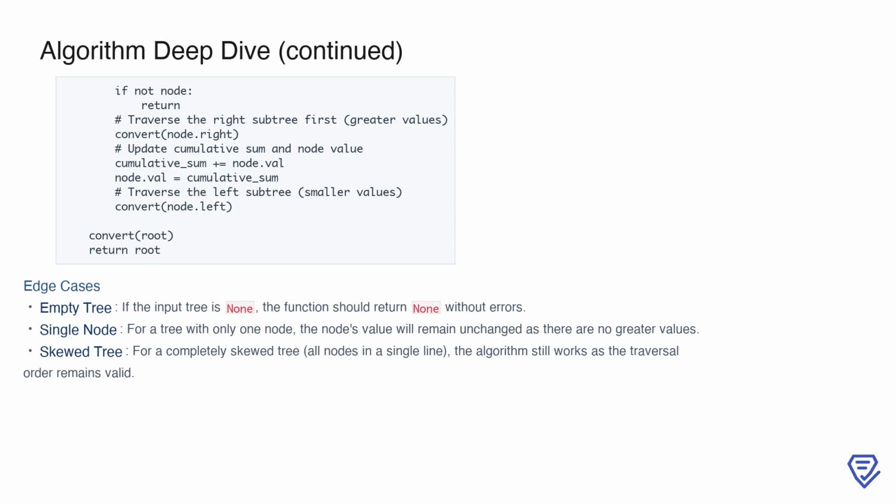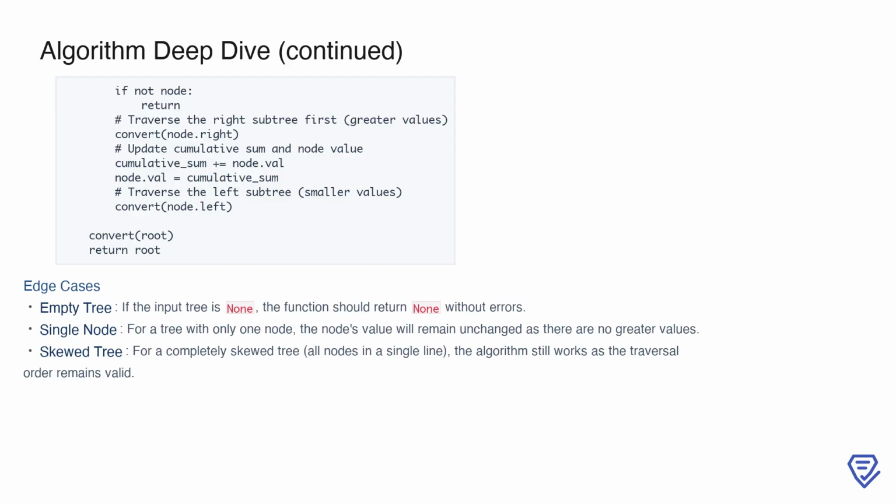Otherwise, we begin by traversing the right subtree, which contains the greater values. After completing the traversal of the right subtree, we update the cumulative sum by adding the current node's value to it. We then replace the current node's value with this updated sum, effectively transforming the node. Finally, we move on to traverse the left subtree, which contains the smaller values. By following this sequence, right subtree, current node, left subtree, we ensure that the traversal respects the reverse in-order.